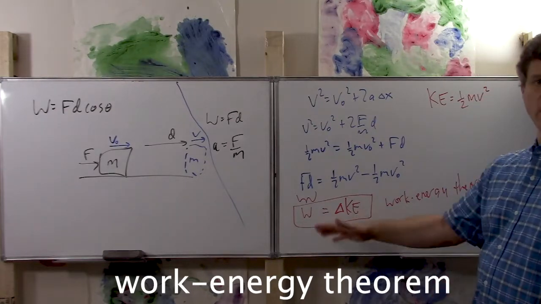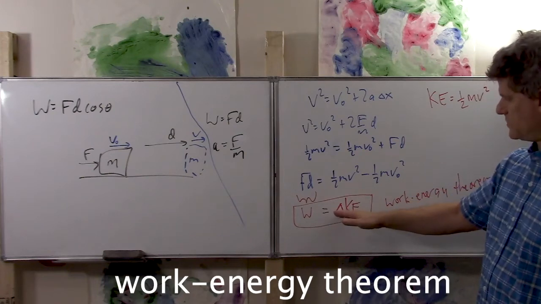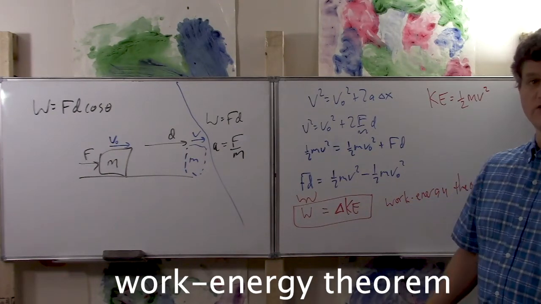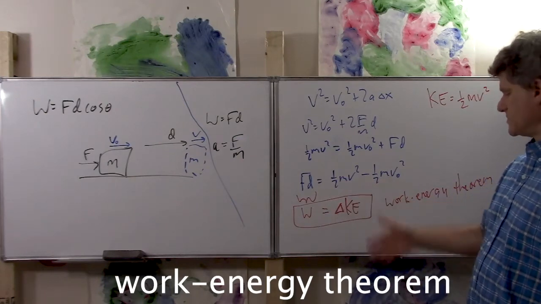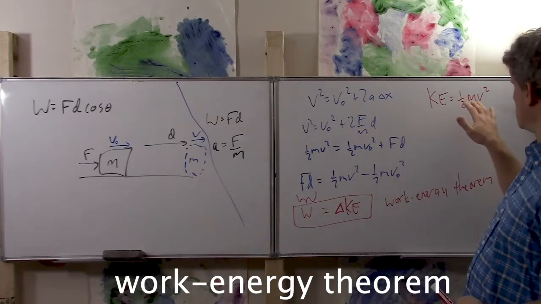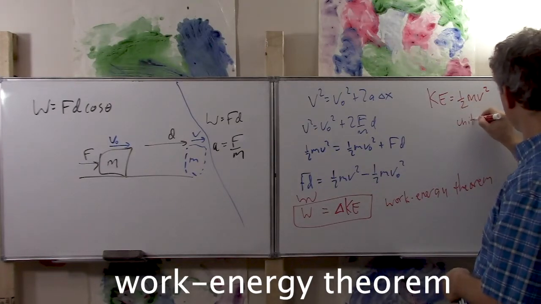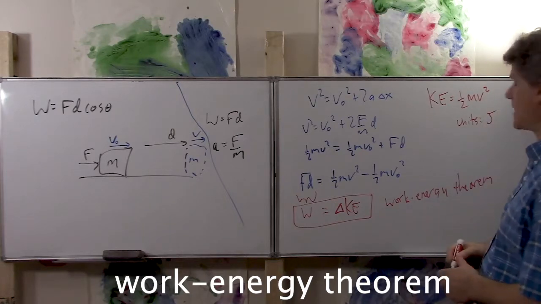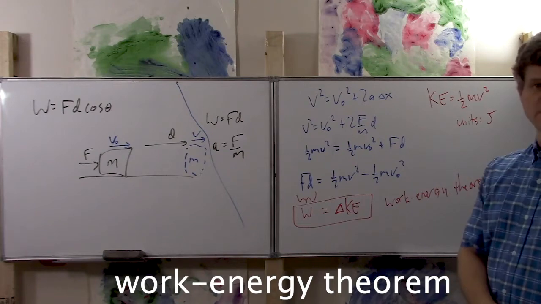So what it says is that work changes the kinetic energy. So if you think about it, positive work is going to give you a positive delta KE, which means it's going to try to speed things up. And negative work is going to give you a negative delta KE, which means it's going to try to slow things down. So kinetic energy is an energy in the units of joules associated with the mass of the object and the velocity of the object.